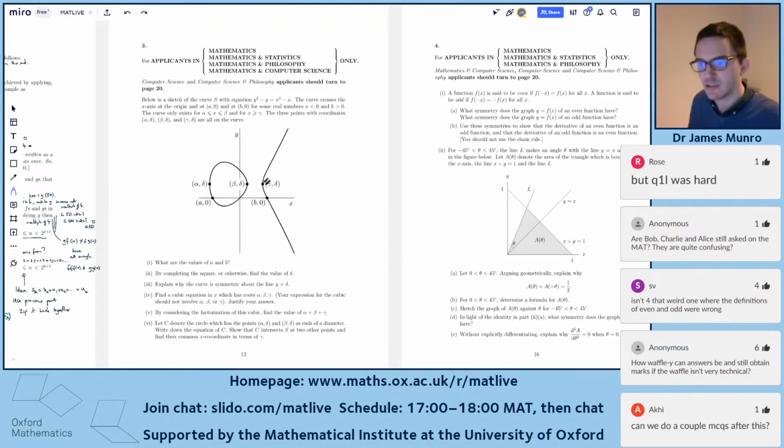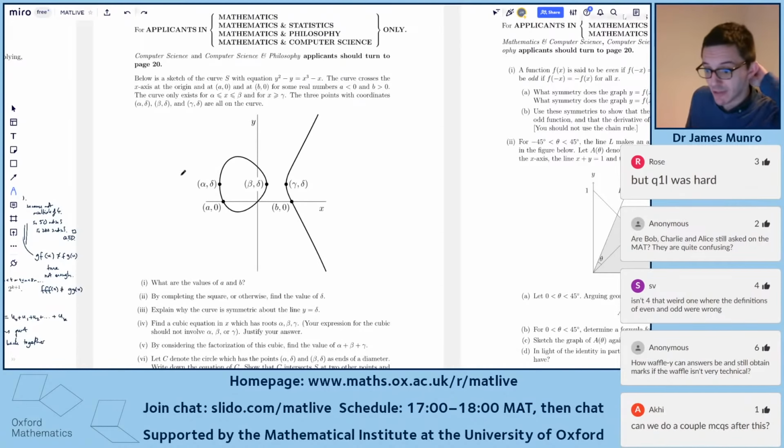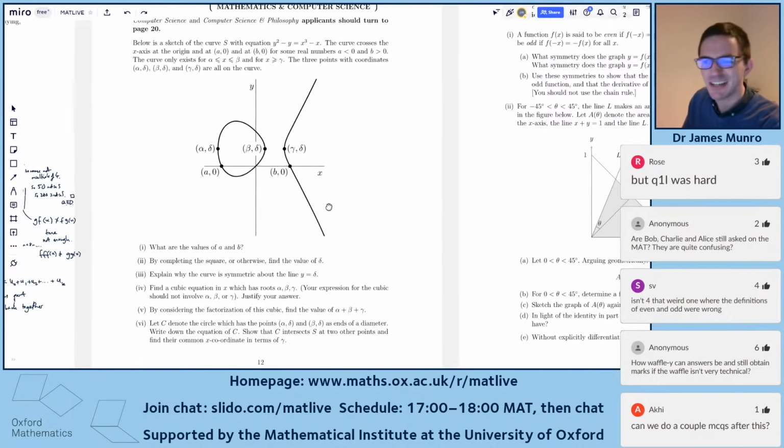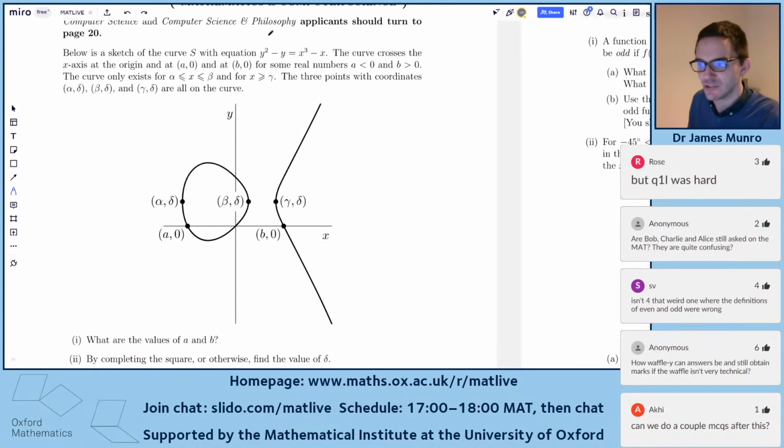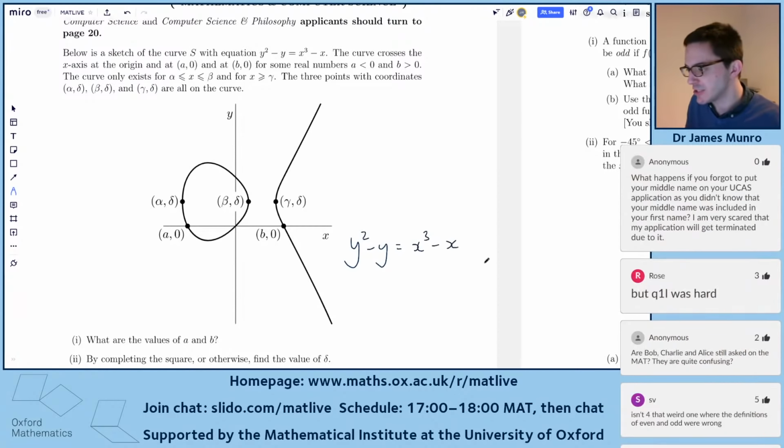Oh, I can do that to Zoom. That's nice. We're going to talk about question 3 very quickly. I like question 3. There's this scary picture of a curve. I think it'd be really scary if we asked you to draw this. But you're given an equation as well. So lots of the question comes down to working with this equation.